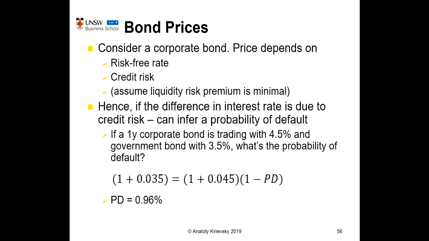Another way of getting data is through bond prices. CDS is just a standalone instrument, but they're not very widely available. The other way to get this probability of default is to say, all right, well, let me look at a 1-year corporate bond versus a 1-year government bond. What is the difference in price? What would you say?